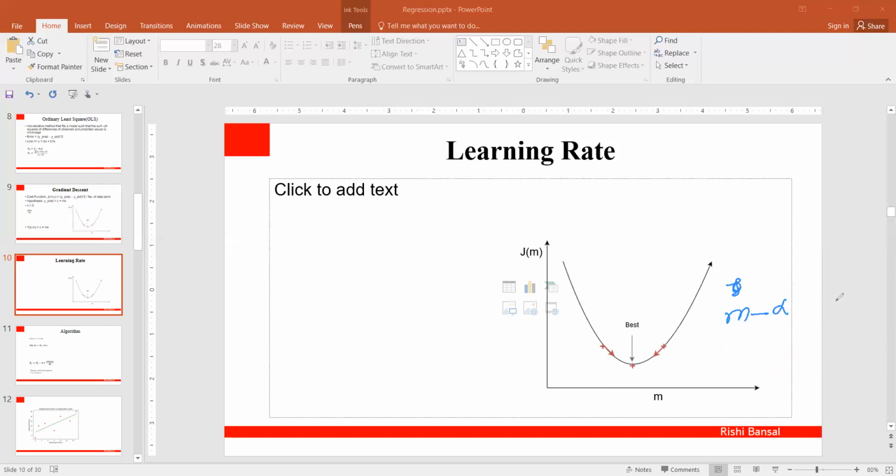Okay. Now, if this term is very small, what will happen? Suppose you are at this point, and from m you are subtracting a very, very small amount. So what will happen? It will stay near here. It may take thousands of iterations to reach this point, because it will keep on taking very small steps. So you will get your gradient descent minimum only after many iterations.